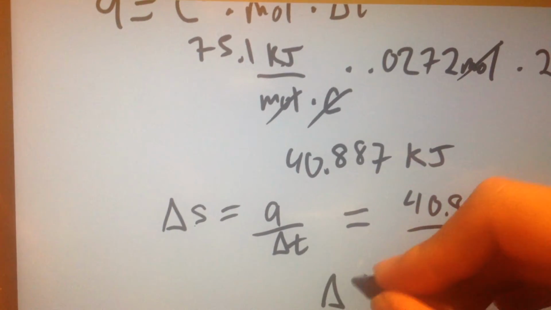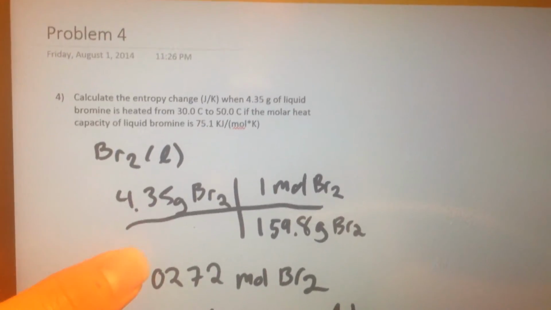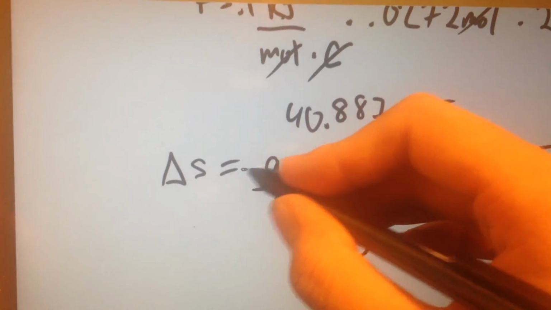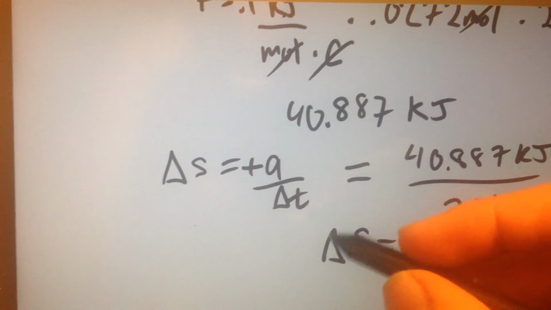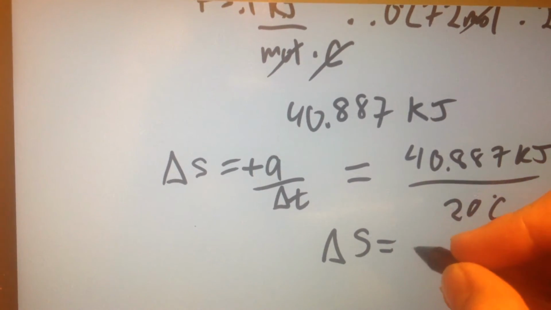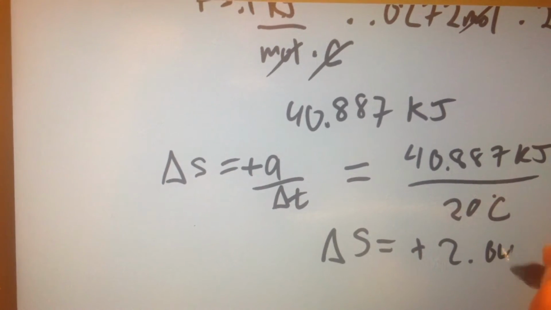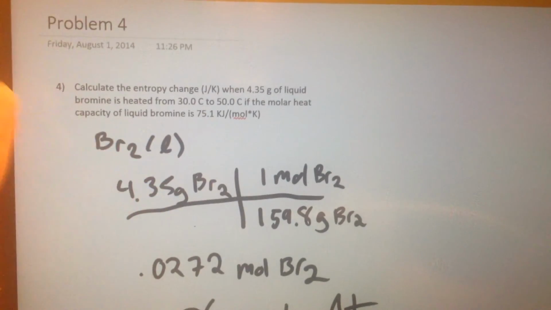And you get delta S is equal to, now the thing is, is it positive or negative? Since we had an increase in temperature, that means we had a positive input of heat, and our change of temperature was positive because temperature went up, so our delta S is going to be positive 2.04 kilojoules per degree Celsius. We can call it Kelvin because, again, it was a change in temperature.